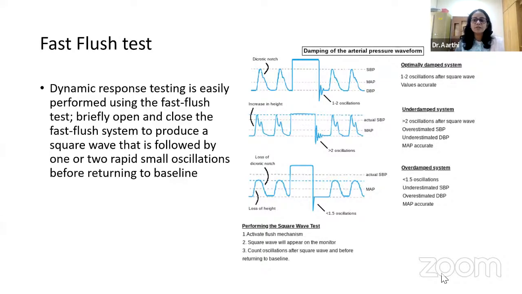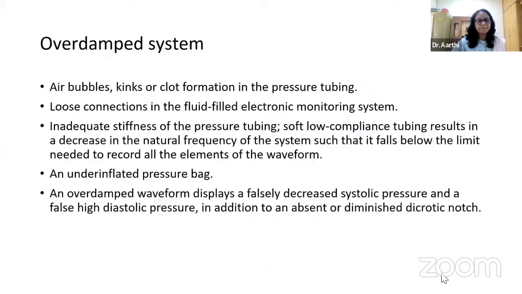The first one represents the optimally damped system, where after the square waveform, you get 1 or 2 oscillations, and underdamped systems have more than 2 oscillations, and an overdamped system has less than 1.5 oscillations after the square wave test. The reasons for overdamped systems are the presence of air bubbles, kinks or clots in the pressurizing tubing system, or even loose connections, or a compliant tubing. All these things will cause overdamping of the system, and also the underinflated pressure bag.